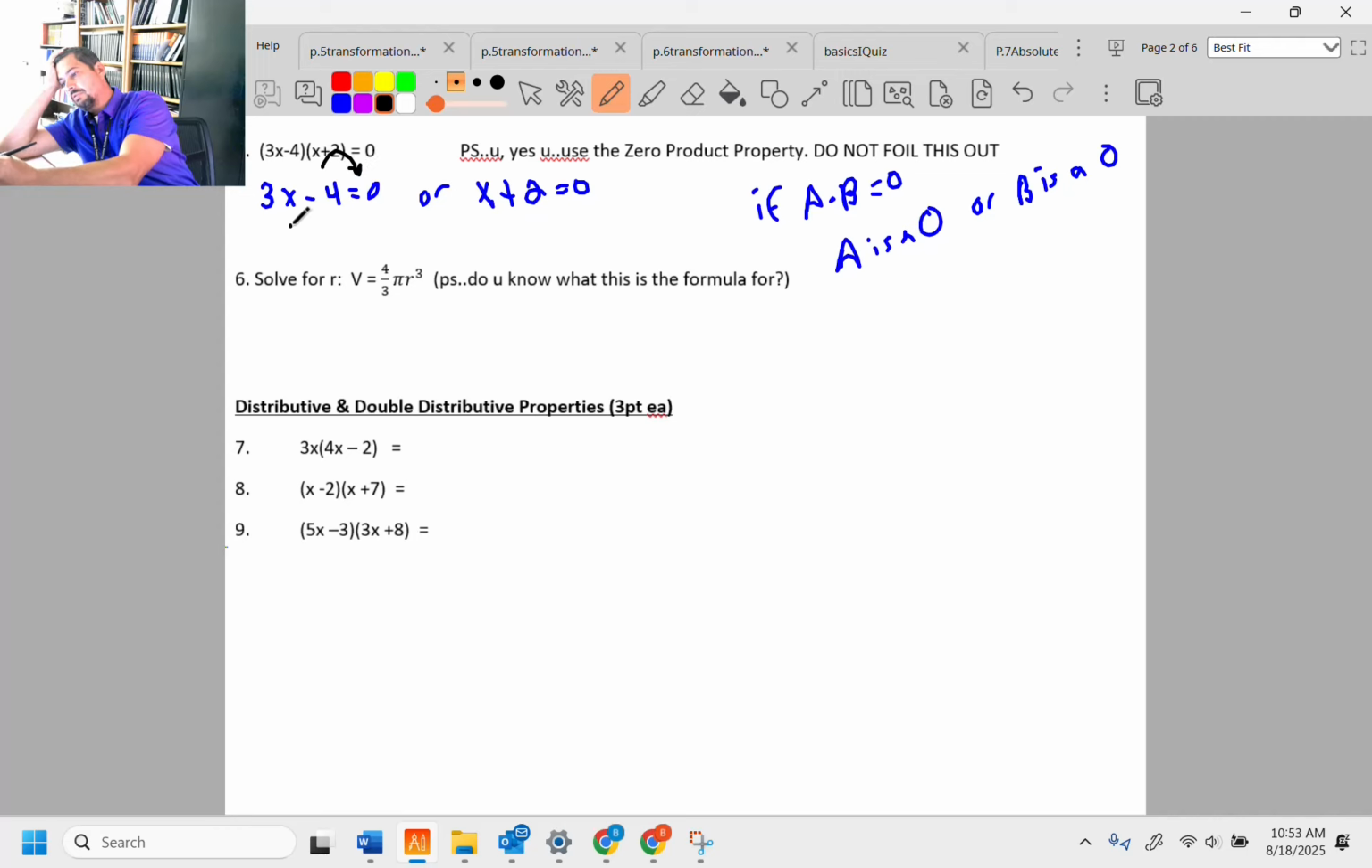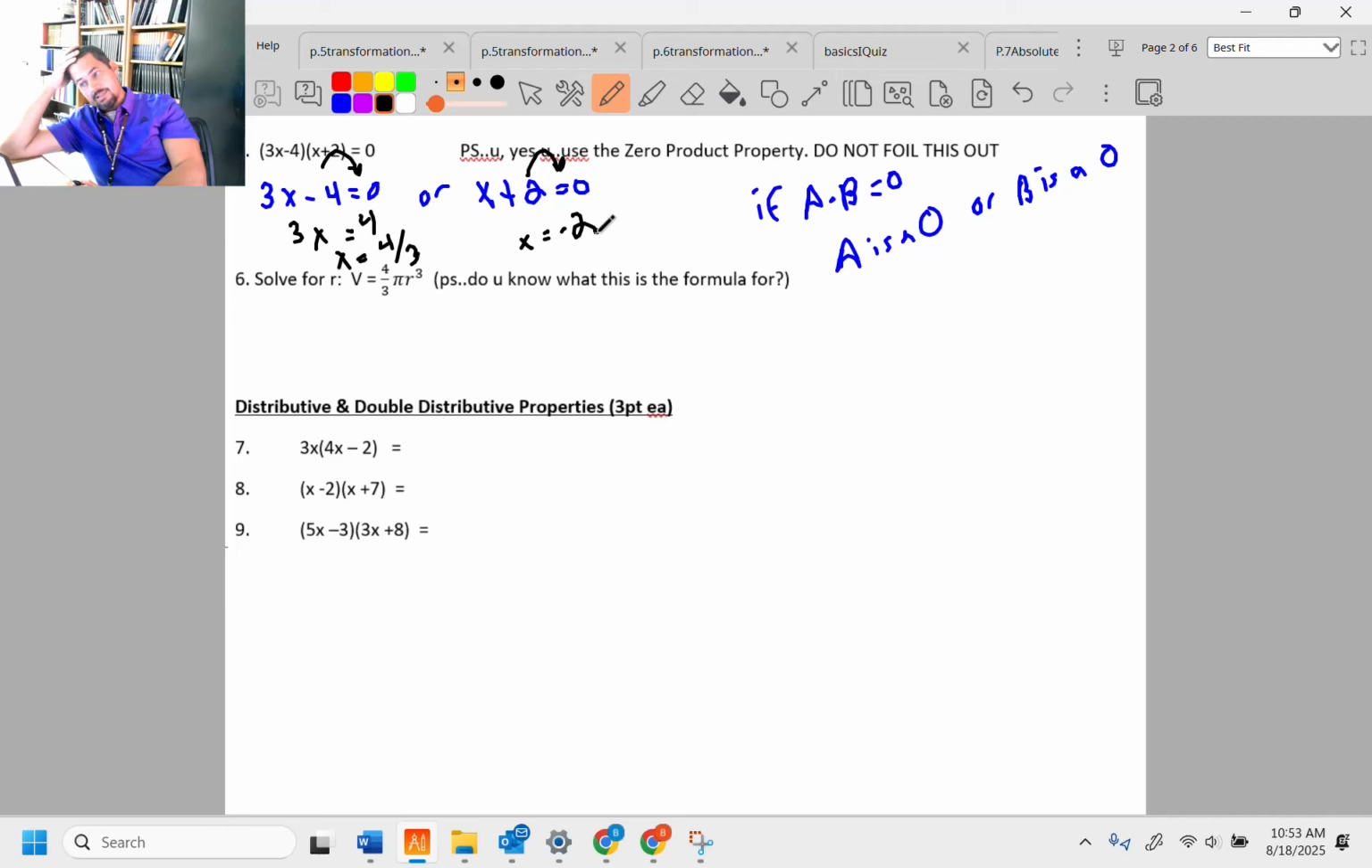Anywho, this one's a 2-step equation. We're going to add 4 to both sides. And then we're going to divide by 3, and we're going to have 4/3. This one's a 1-step equation. Subtract 2 from both sides, jump equality, whatever, however you think of it. Done. There's your 2 answers.